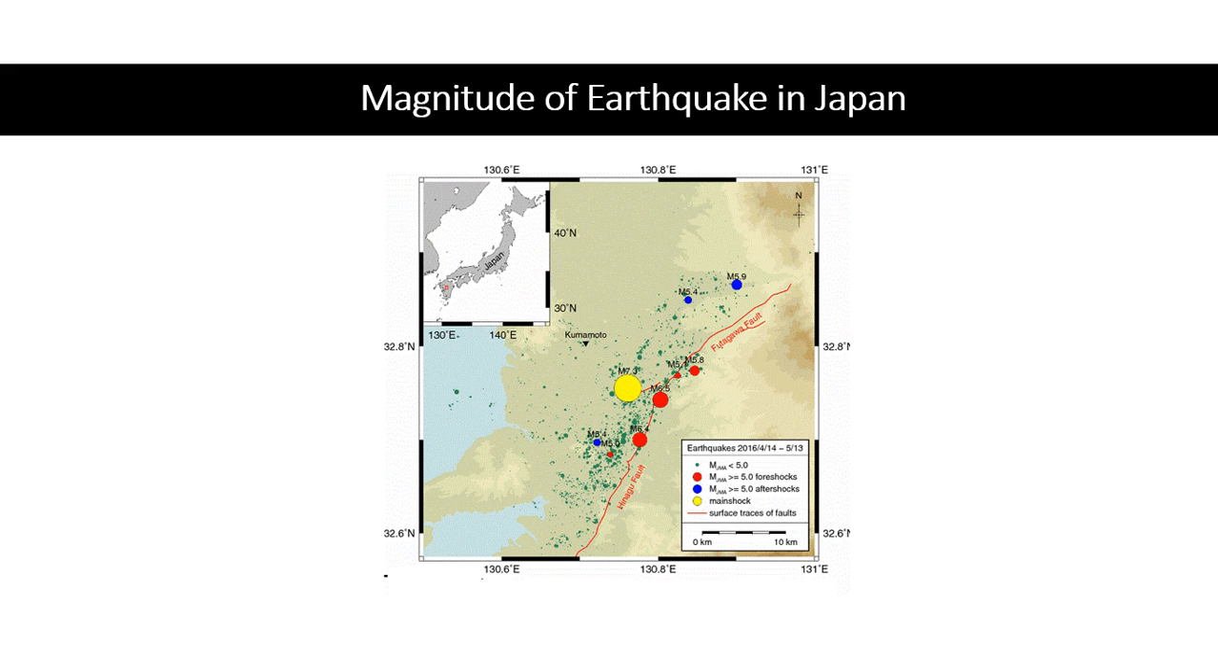Hi, this is Sulagna. I will talk about three different types of map and their corresponding scale, projection, and coordinate. The first, I'll talk about the magnitude of earthquake that hit Japan between April 2016 and May 2016.